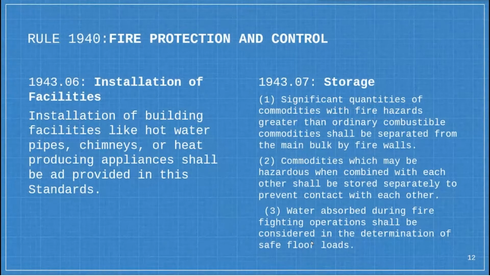1943 storage. Significant quantities of commodities with fire hazard greater than ordinary combustible commodities shall be separated from main bulk by firewalls. So yung mga nagkakos ng apoy na mga appliances natin or nagkakos ng heat na pwede pagmula ng apoy, kailangan ng firewall na mag-segregate sa mga ibang gamit kung saan pwedeng makahawa siya. Yung pipigil sir sa apoy, for example sir, concrete wall.